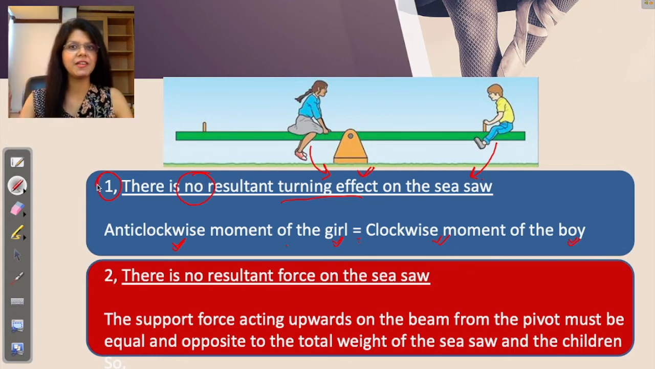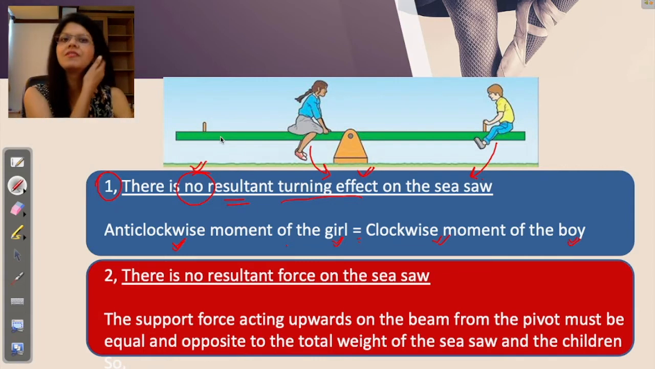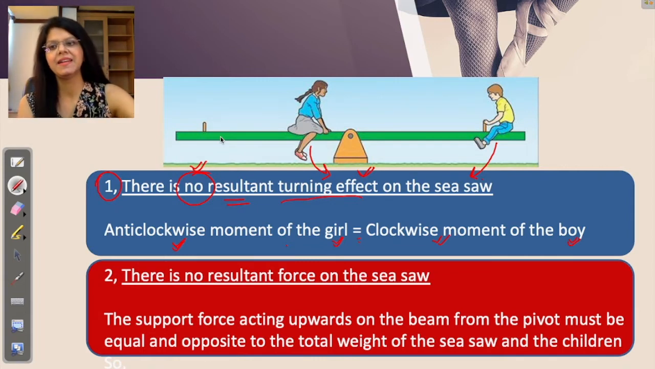When a system is in equilibrium, there is no resultant turning effect. So the seesaw here in the picture, if it is in equilibrium, the boy and the girl are creating individual turning effects, but the resultant of these two turning effects is nothing. It is zero. Right? Understood? No resultant turning effect. Let us come to the next point now.